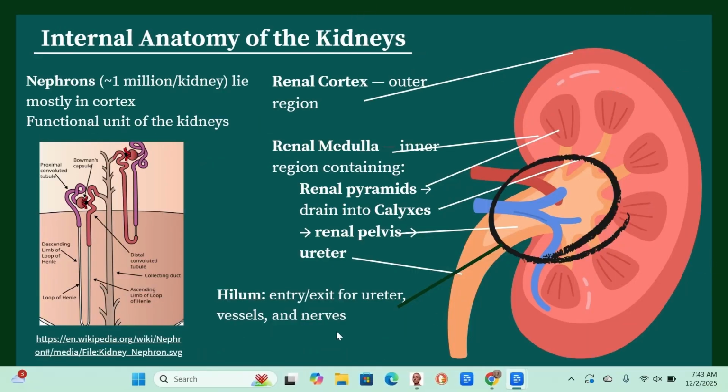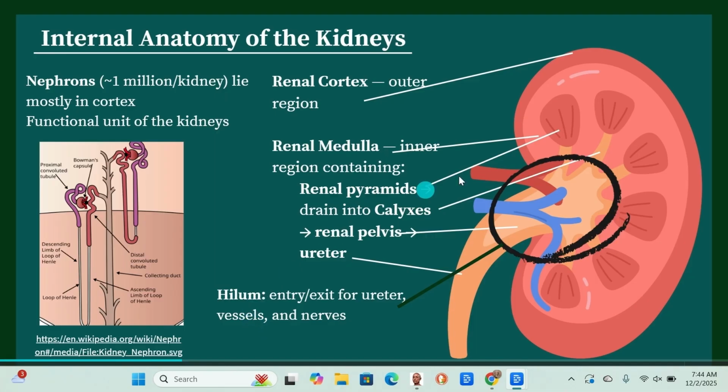What it looks like inside the kidneys: we have the renal cortex, which is the outer region, and then we have the renal medulla. Whenever you see renal somewhere, you know that has to do with the kidneys. Remember also, when we were talking about the adrenal glands that sit on top of the kidneys, those have a cortex and a medulla as well. So that will help you keep in your head which anatomical part is which.